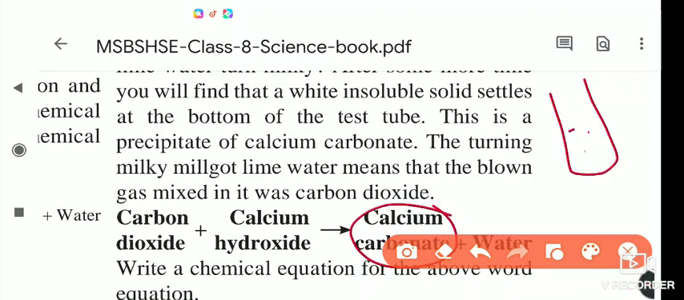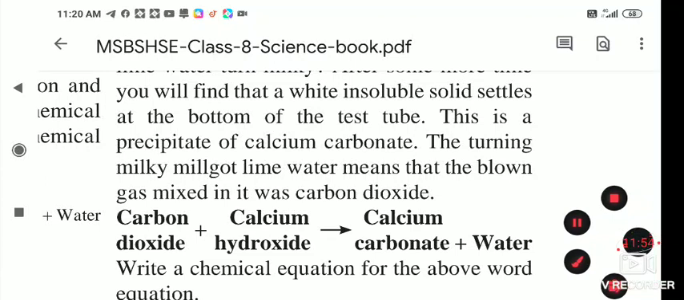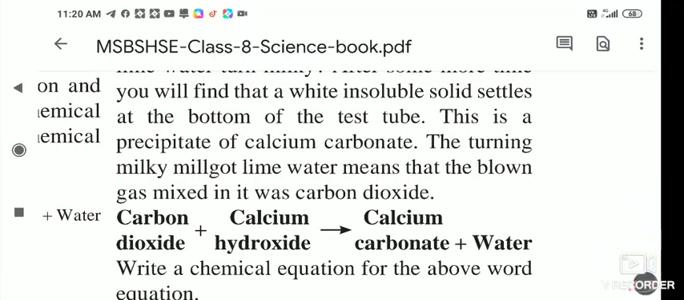In the test tube, calcium hydroxide is there, as I told you before. When we blow, the carbon dioxide enters inside it, and when it reacts with the calcium hydroxide, it forms calcium carbonate and water. The white particles that settle at the bottom are nothing but particles of calcium carbonate. The lime water turning milky means that the blown gas contains carbon dioxide.